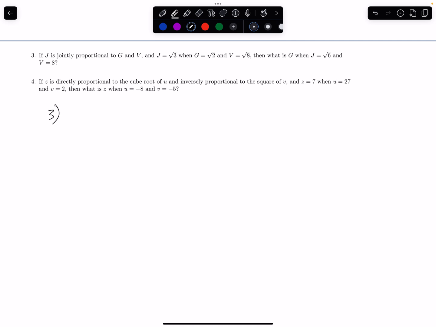Starting with number 3. It says J is jointly proportional to G and V. And with these capital letters, it makes me kind of think of physics. You see a lot of these kinds of equations in physics, right? And maybe this is like joules, I don't know.